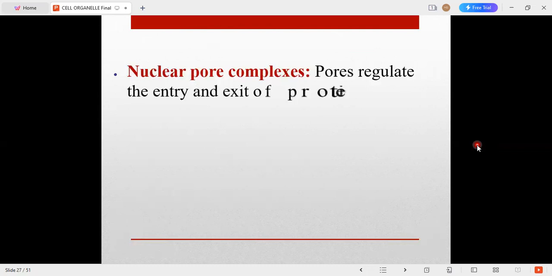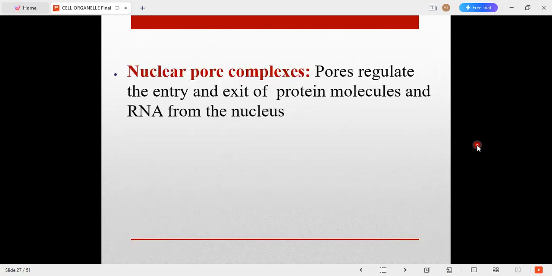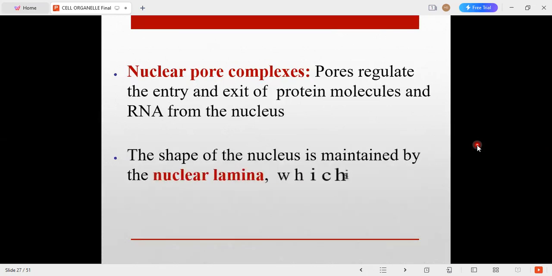So what is the function of the nuclear pore complex? Nuclear pores regulate the entry and exit of protein molecules and RNA from the nucleus. The shape of the nucleus is particularly maintained by the nuclear lamina, which is composed of proteins.